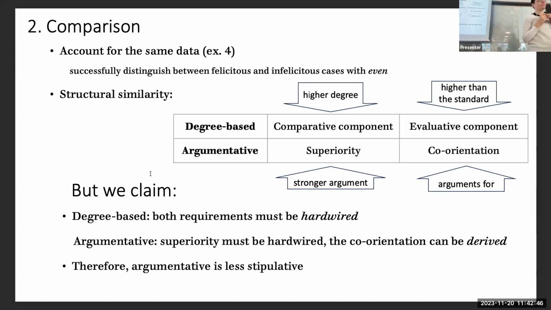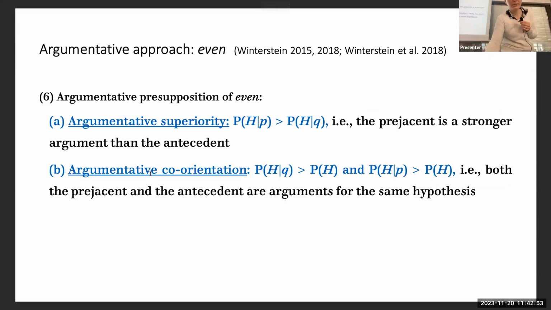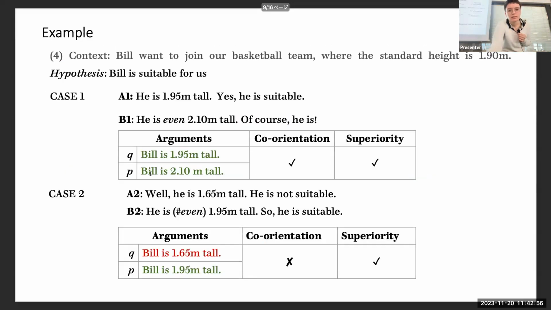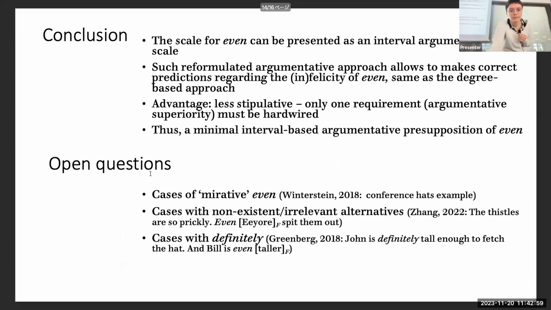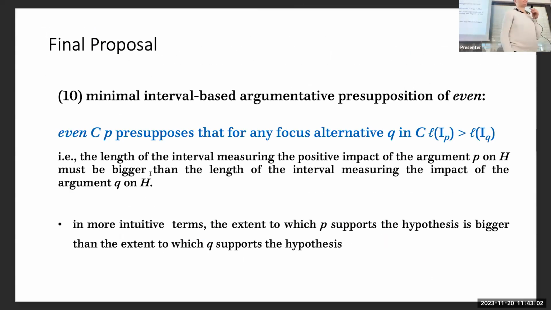Paul, could you show me the definition of the interval-based augmentation? Which one? I think the last, the definite one. The very last one. So, in this formulation, you use any, for any focus alternative Q. What about the possibility that the requirement could be existential quantification instead, so that for some focus alternative Q? Or how about the possibility to relax the requirement?